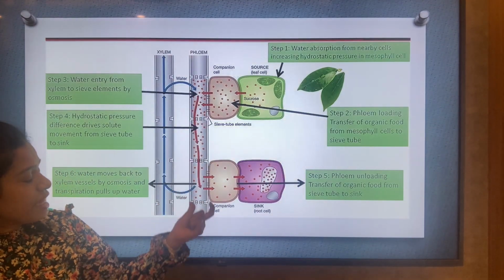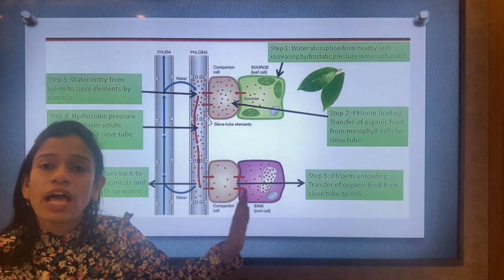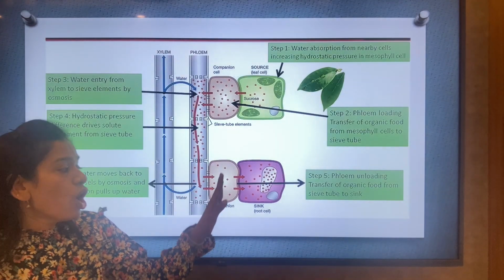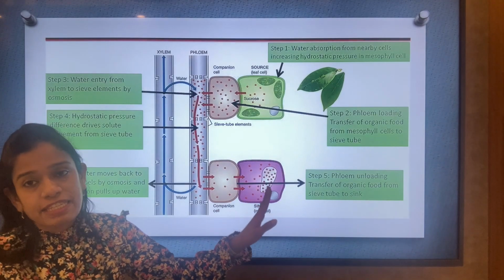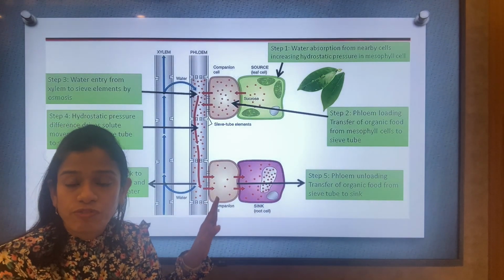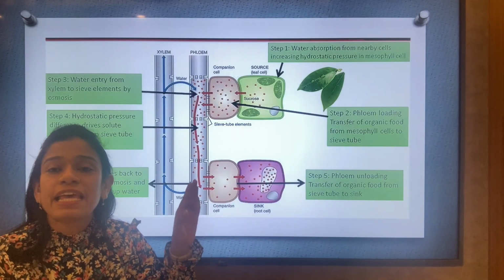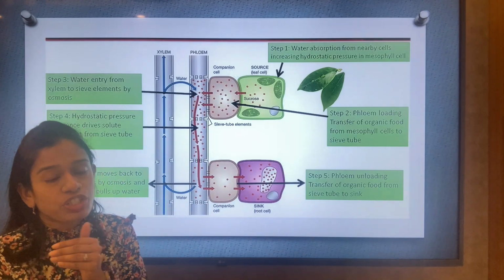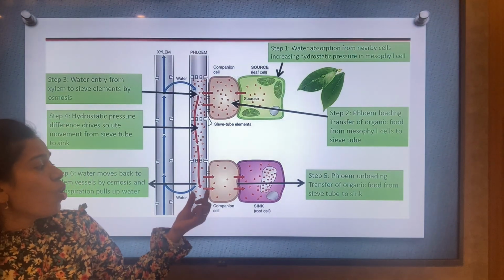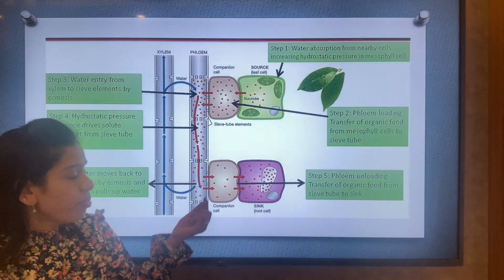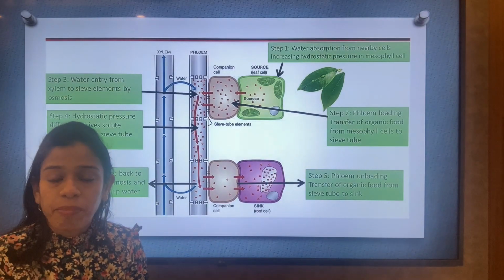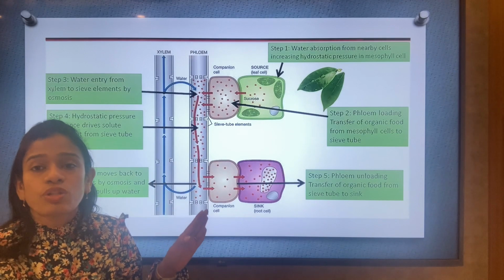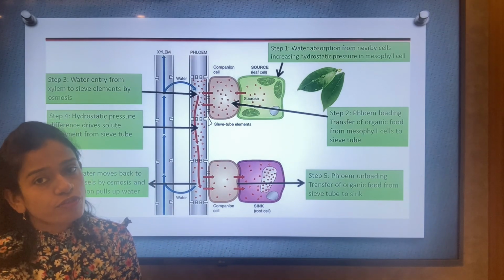Once the food has been relocated, there is not much food left in the phloem, the companion cells and the sieve tubes. At that time the water concentration increases again because the solute concentration has decreased. So water from the phloem passes back into the xylem, and this process is carried out for the translocation of food through the phloem tubes.